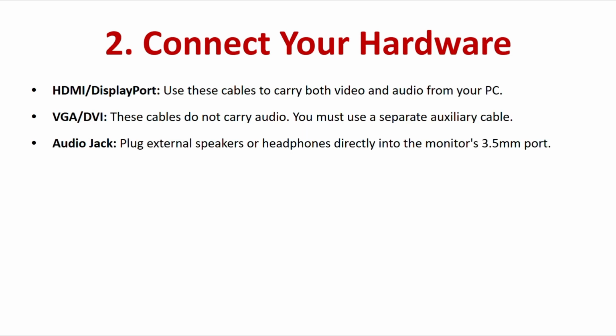Connect your hardware. HDMI/DisplayPort: use these cables to carry both video and audio from your PC. VGA/DVI: these cables do not carry audio. You must use a separate auxiliary cable. Audio jack: plug external speakers or headphones directly into the monitor's 3.5 mm port.